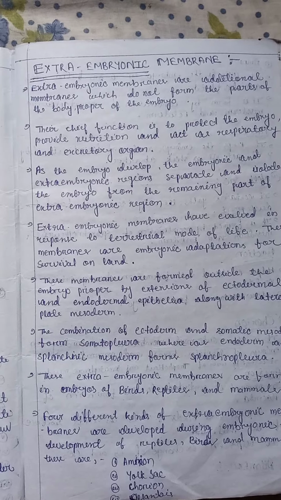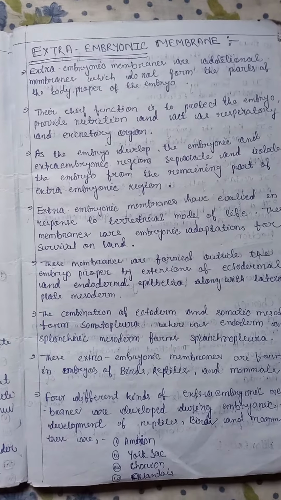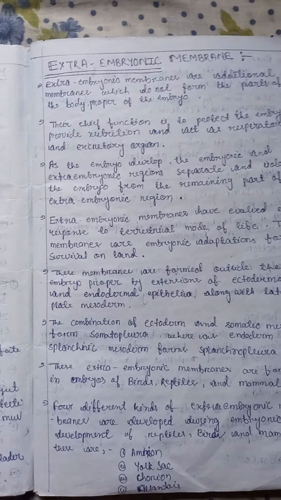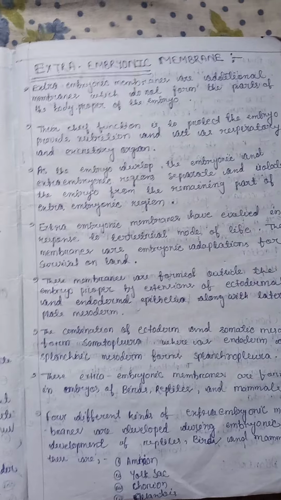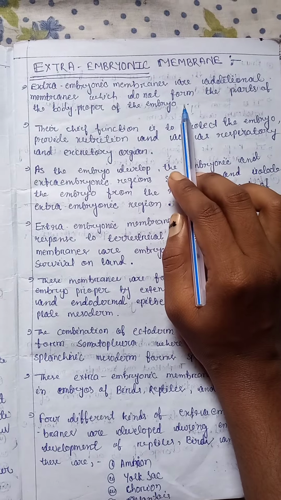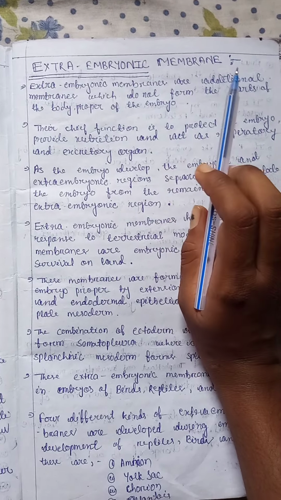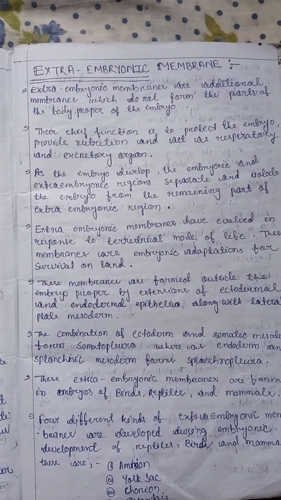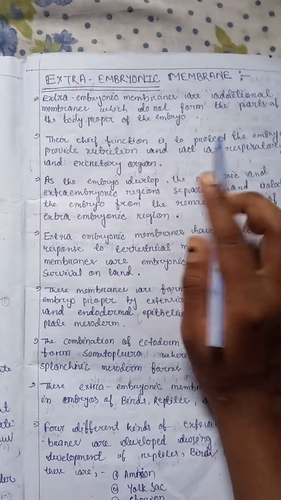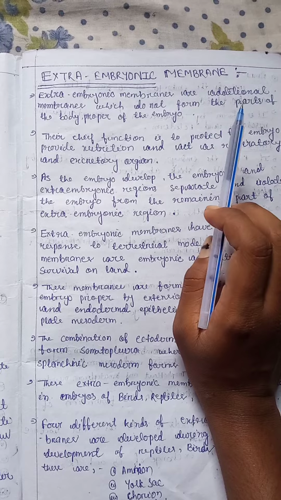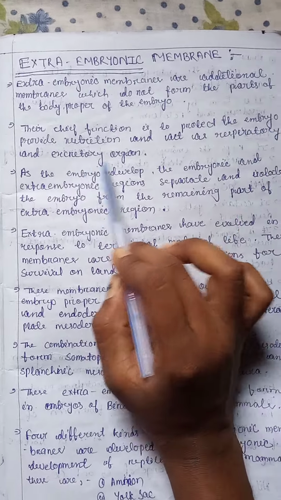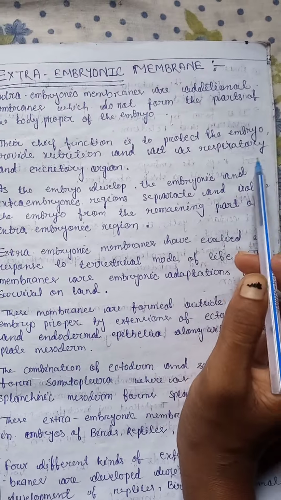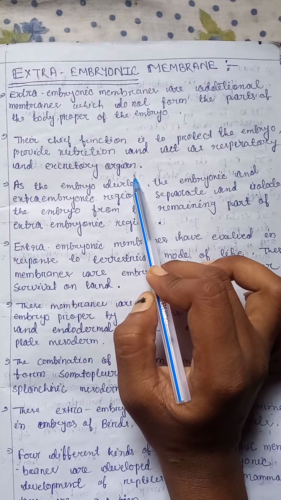So today we'll discuss extraembryonic membrane. Extraembryonic membranes are additional membranes which do not form part of the body proper of the embryo. Their chief function is to protect the embryo, provide nutrition, and act as respiratory and excretory organs.